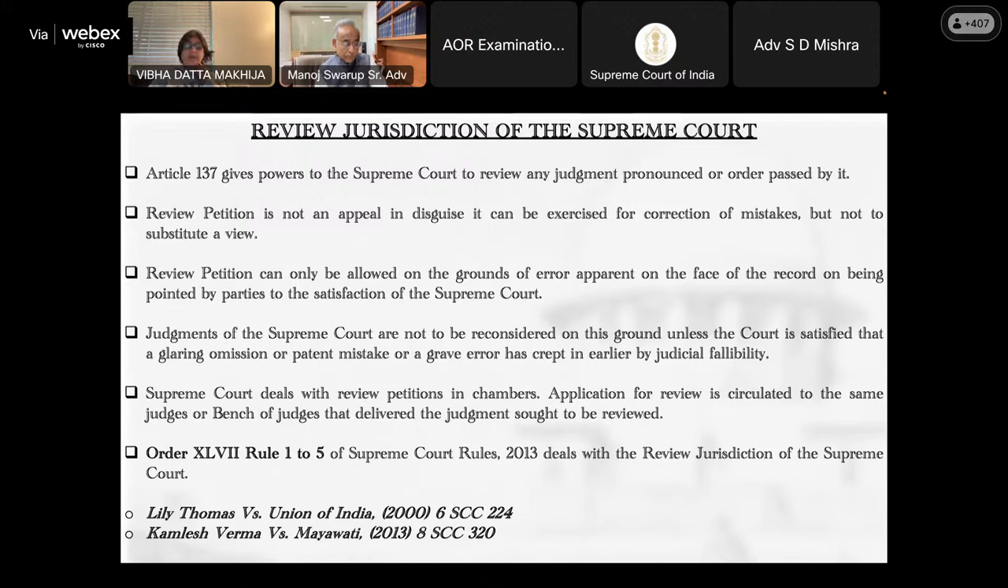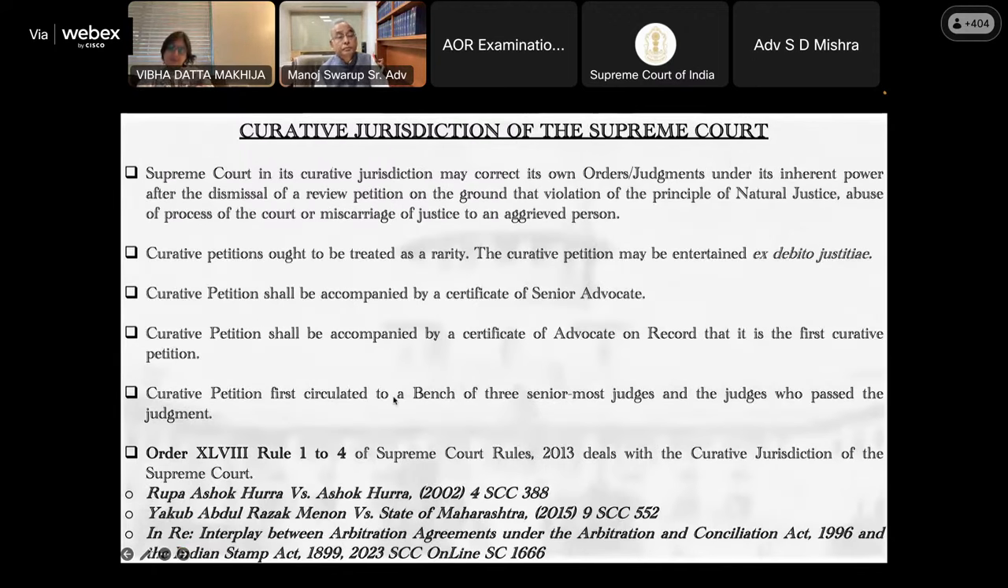Then you will see the Supreme Court rules as to what is the procedure of reviews, that review petitions are listed in chambers, usually before the same judges who have given the final decision. So kindly look at Order 47, Rule 125 with regard to the procedure of exercising review jurisdiction. Then we again come to another jurisdiction, like PIL jurisdiction. This jurisdiction has been given to the Supreme Court by itself, which is the jurisdiction of curative petitions.